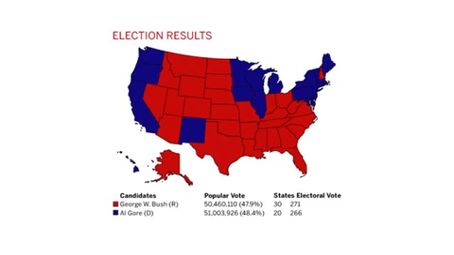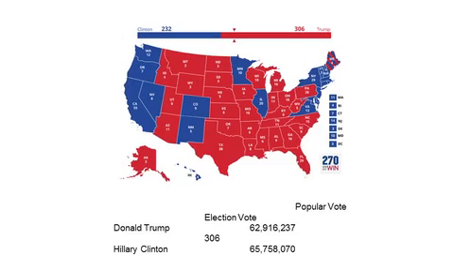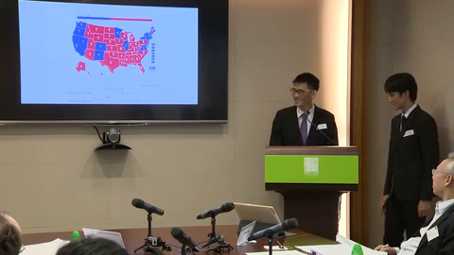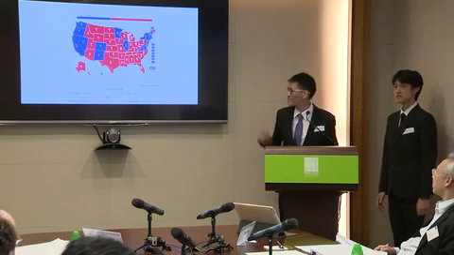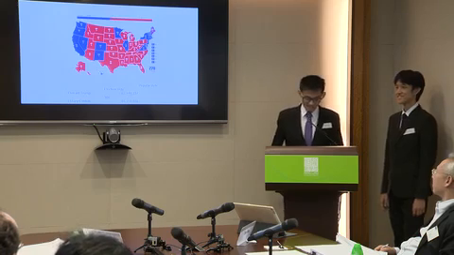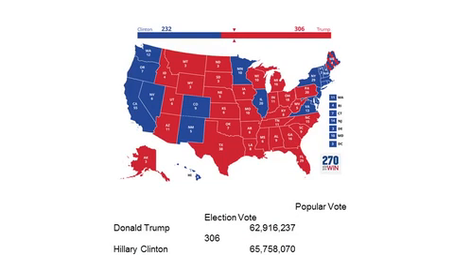And a more extreme case is Donald Trump. Sorry for some problems in the PowerPoint. He lost the popular vote by more than 3 million, but he won the electoral votes by more than 70. So these are the reasons we want to know why this phenomenon happens.